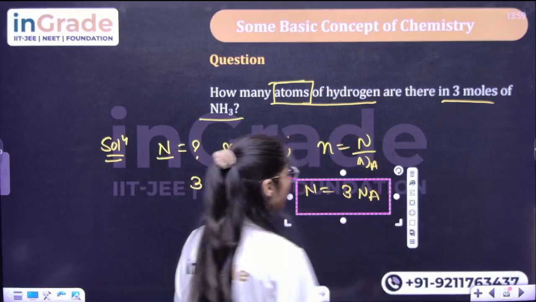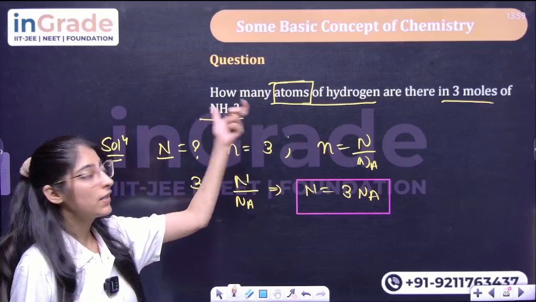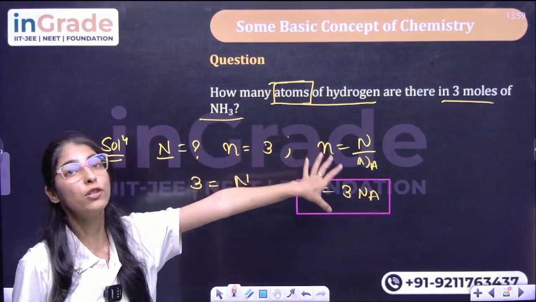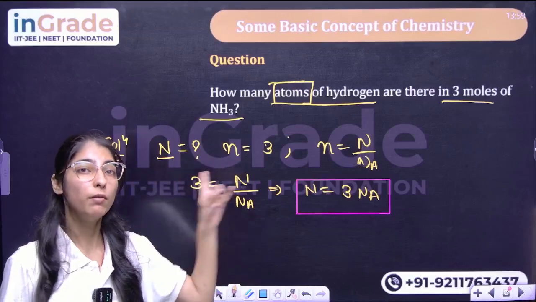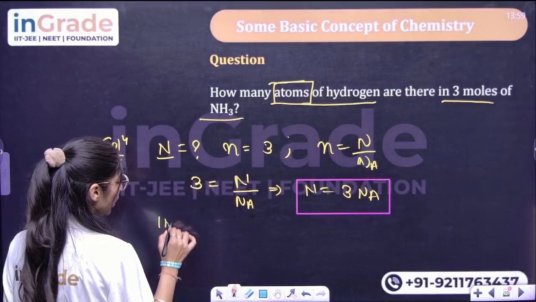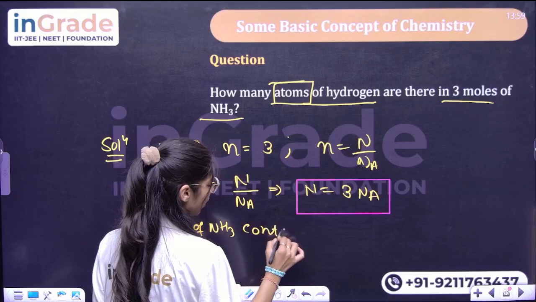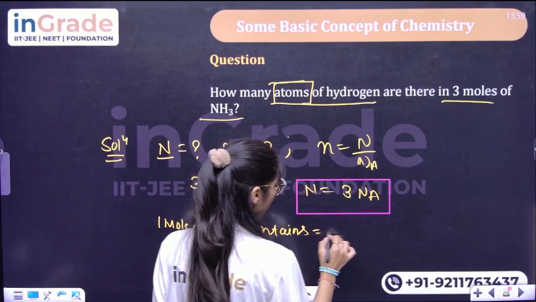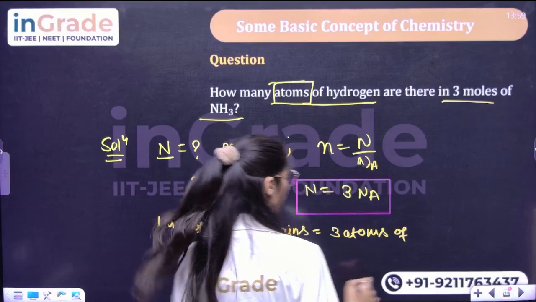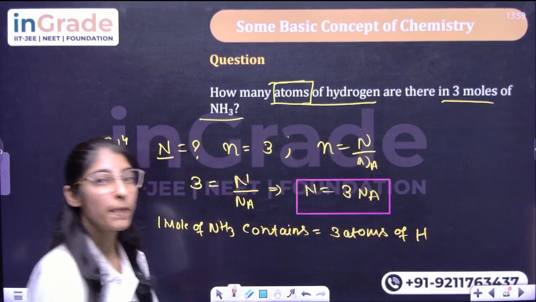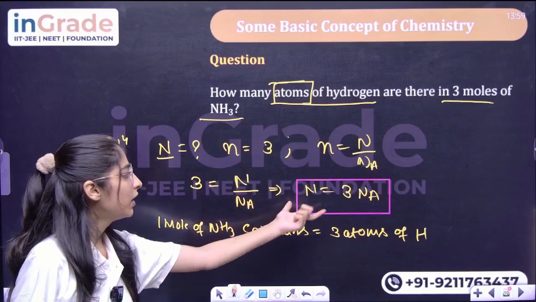See students, this is not going to be the correct answer of this question. Why am I saying this? Because it says how many atoms of hydrogen are there in 3 moles of NH3. If I am talking about 1 mole of NH3, then we all know that 1 mole of NH3 contains 3 atoms of hydrogen, right?